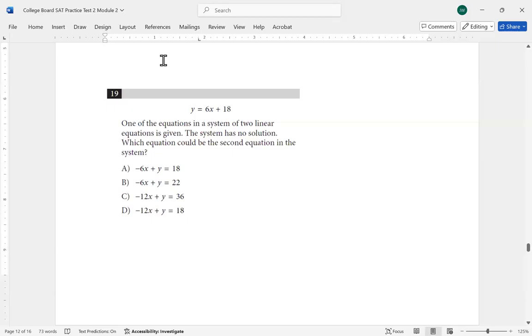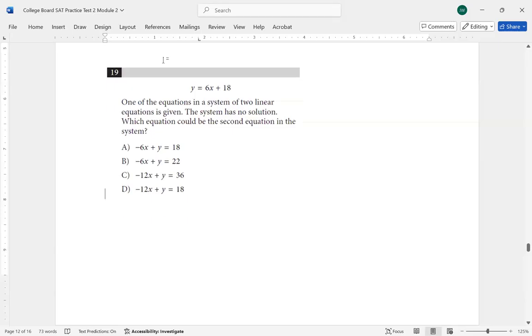Question 19 says one of the equations in a system of linear equations is given. The system has no solution. Which equation could be the second equation in the system? Now, basically, to have no solution means that we have to have the same slope, but a different intercept. So we're going to have the same setup, but it won't have to be equal to 18.